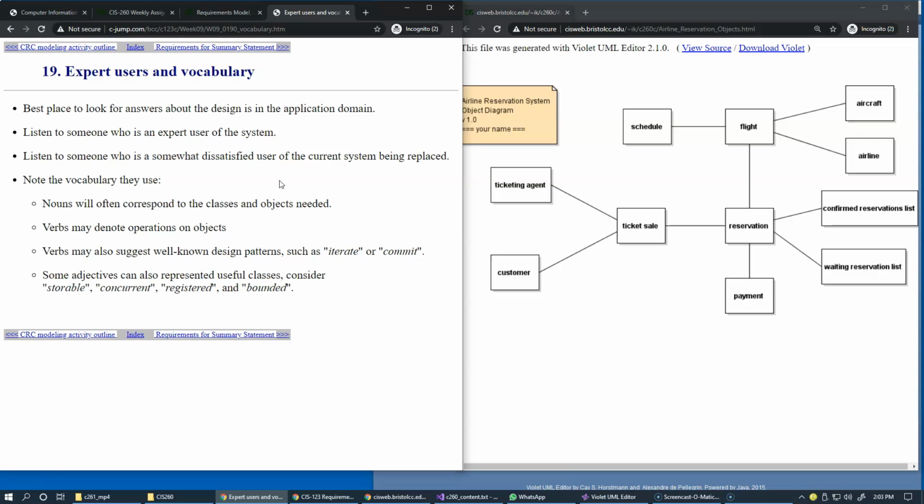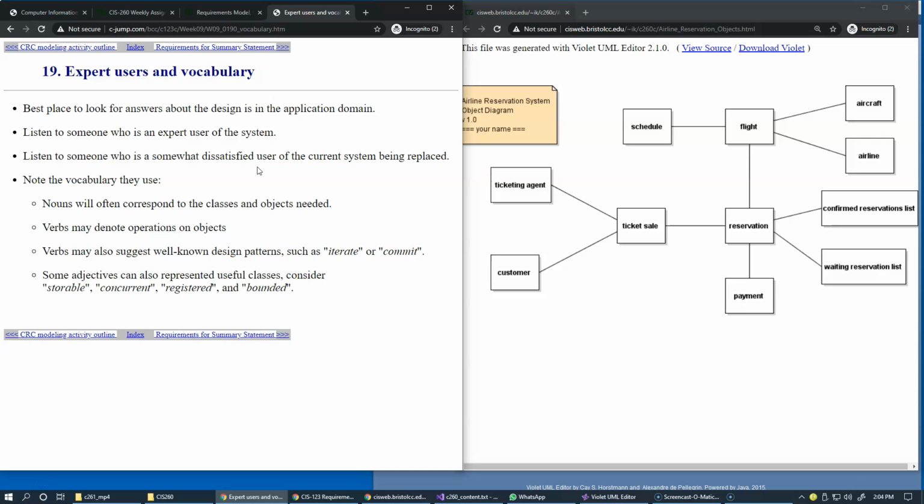So we need to listen to someone who is possibly also a dissatisfied user of the previous version of the system, and identify basically lack of features or specific problems that exist there. So that can also contribute to the vocabulary to use.